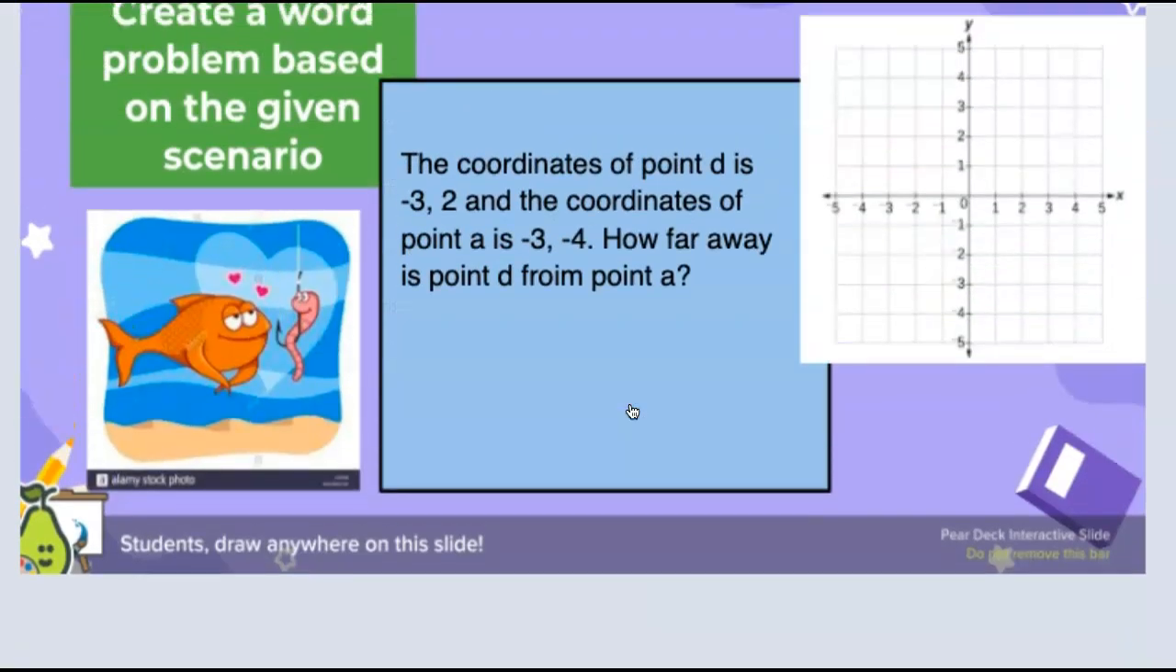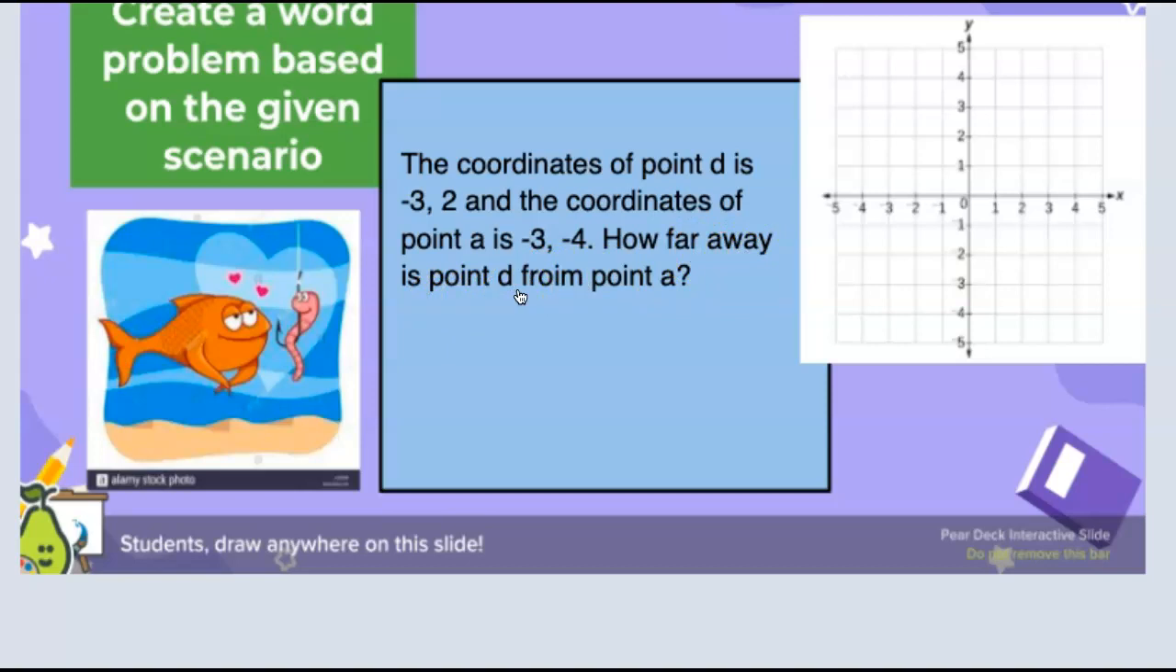Okay, one more problem I'm going to read. Here, you need to put this in parentheses. The coordinates of point D is at (-3, 2). And the coordinates of point A is at (-3, -4). How far away is the point D from point A? You had to really mention the fish and the hook.